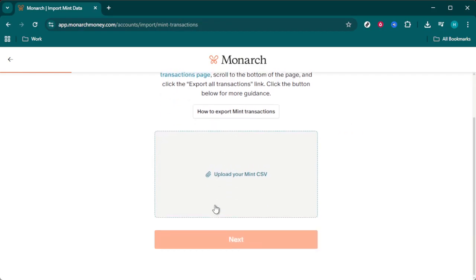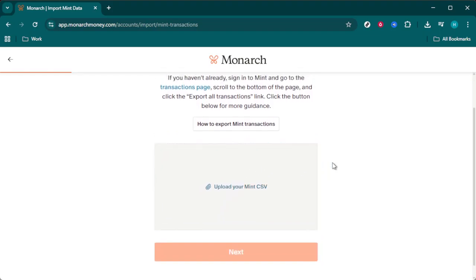Monarch Money expects specific formatting. For example, amounts should be positive for income and negative for expenses. If the files are misformatted, it could result in inaccurate data representation, complicating your financial tracking further.